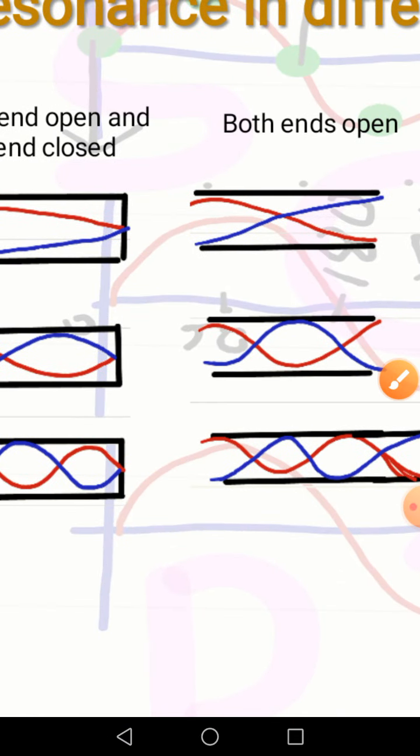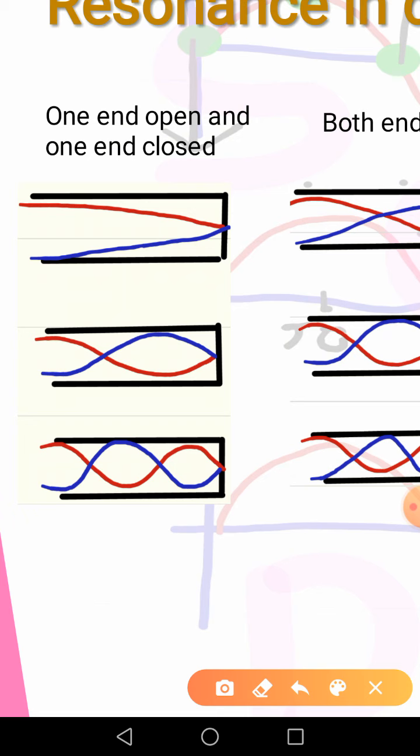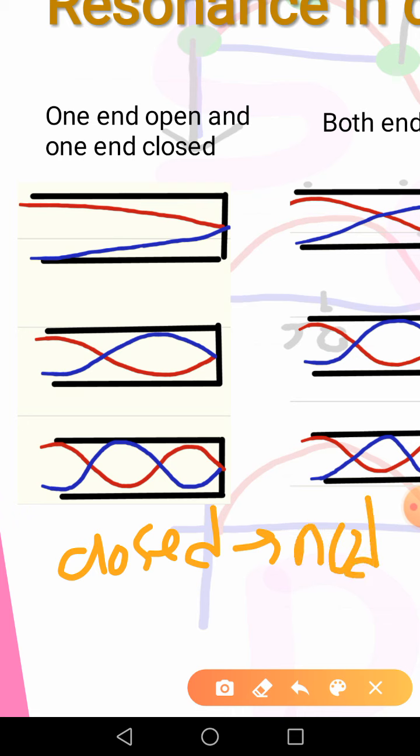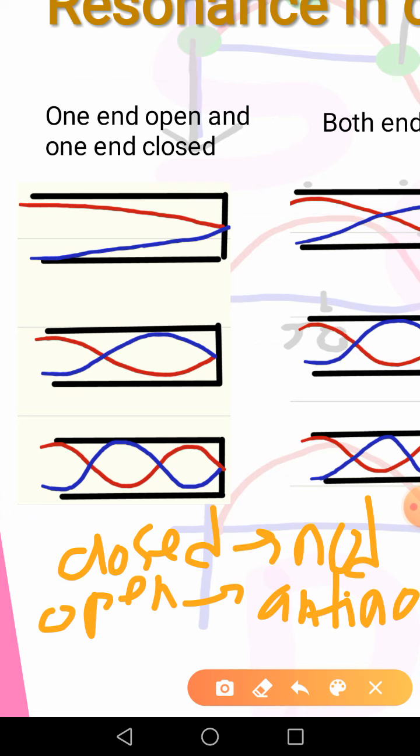So now look, we are looking at different kinds of resonance. You must always remember that if the end is closed, like this end is closed, then at the closed end we always get nodes, and at the open end we always get antinodes. So at the closed end, we always get nodes, and at the open end, we always get antinodes.